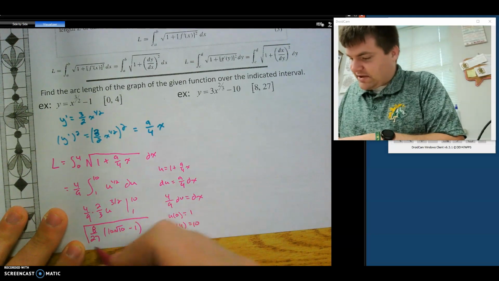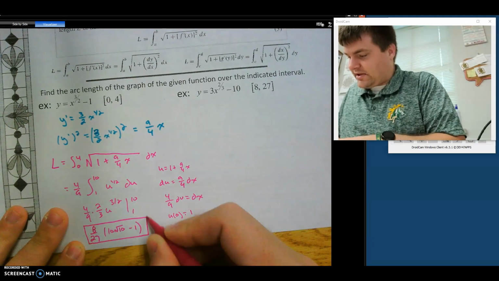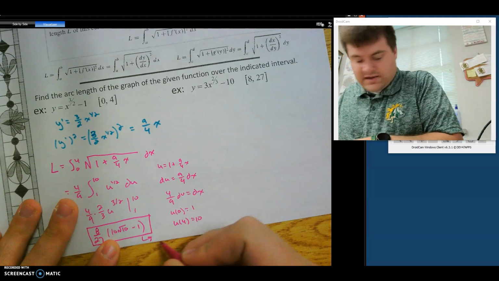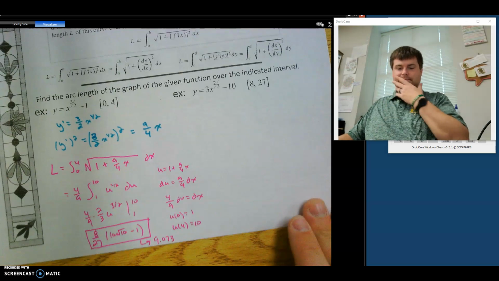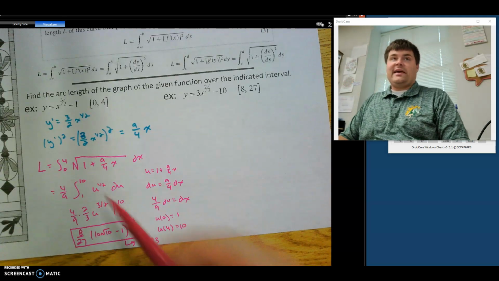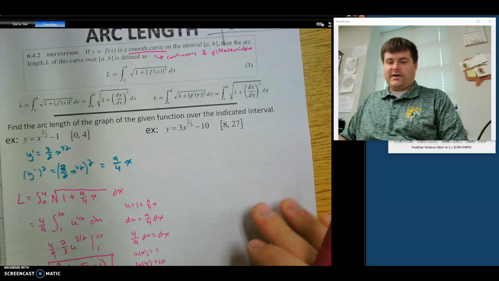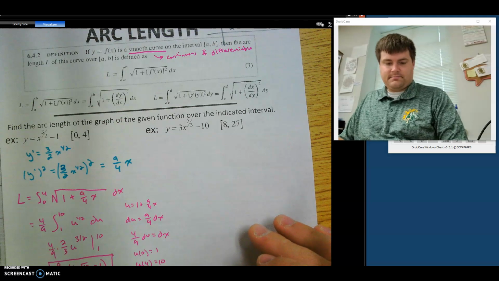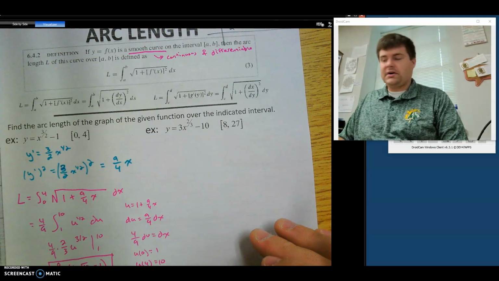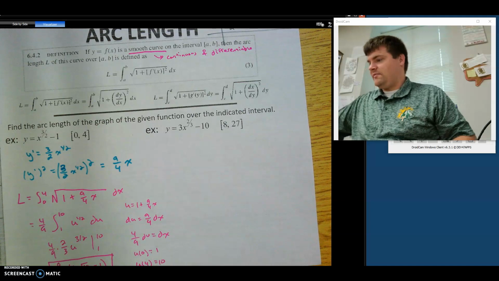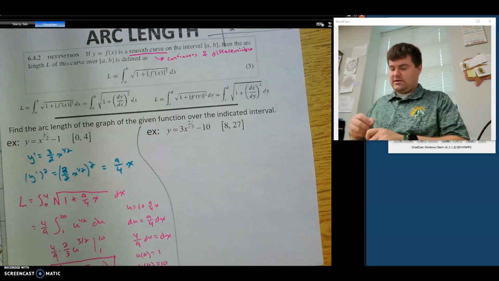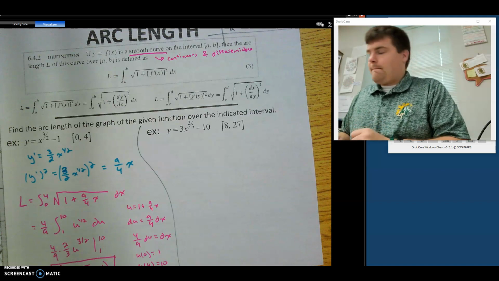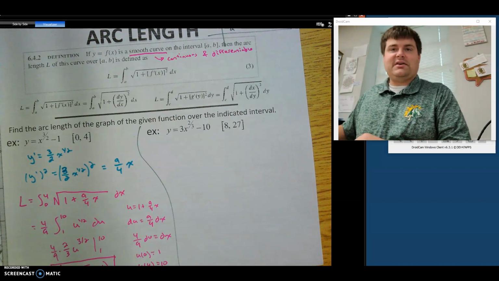If you were to plug this, I do have the calculator answer. If you were to plug this into a calculator, you would get 9.073. Okay. Some of these you can do by hand, some of them you can't because of how complex they are, and u sub just would not work. This is actually one of them. I believe that u sub is not going to work. It's really difficult to find, what am I trying to say? Trying to find the integral of.